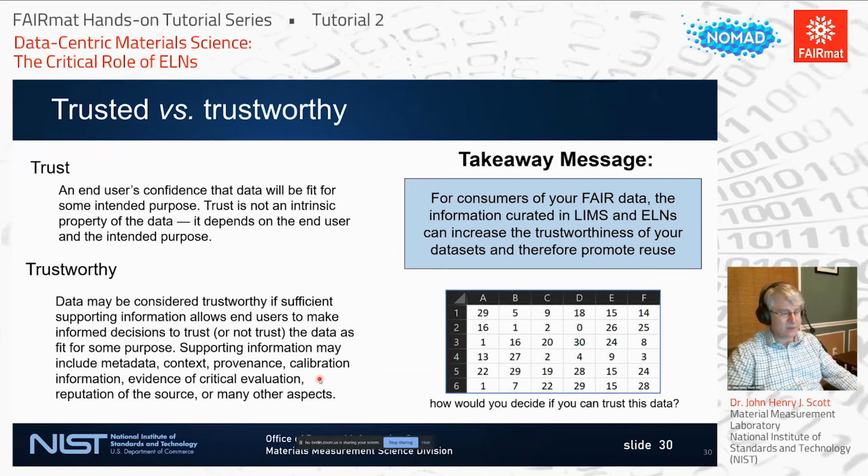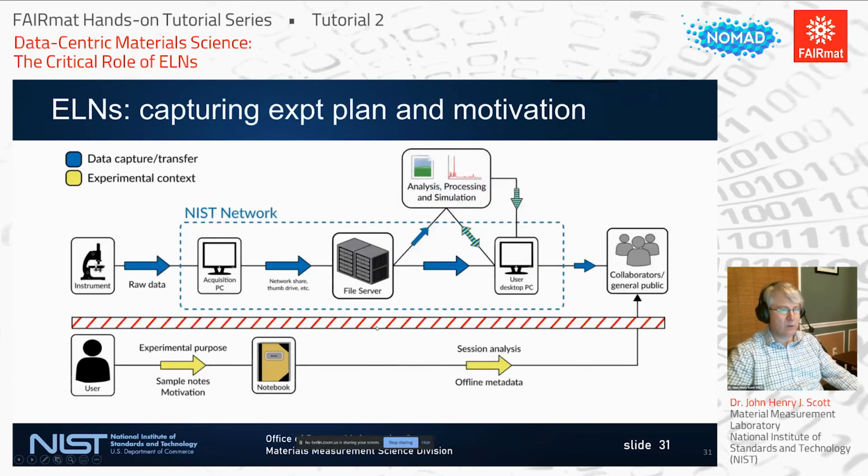Mostly scraped from the literature, but it's undergone critical evaluation by experts to vet it and make sure that the data is sound, that there's adequate contextual metadata surrounding it. The reputation of the source may be a factor, and many other aspects. The idea is you need enough information and context around the data through metadata in ELNs and LIMS in order to be able to make that decision whether you trust the data or not. So that's another perhaps critical role for ELNs.